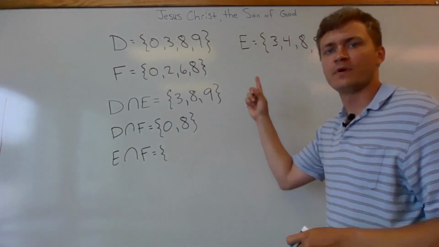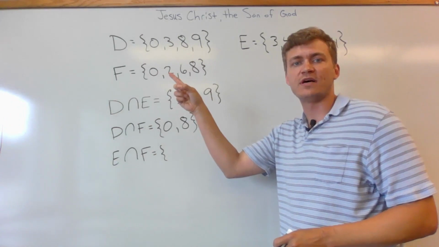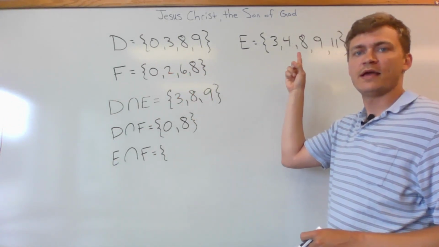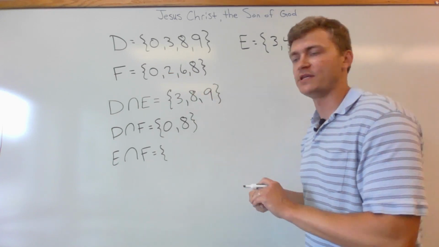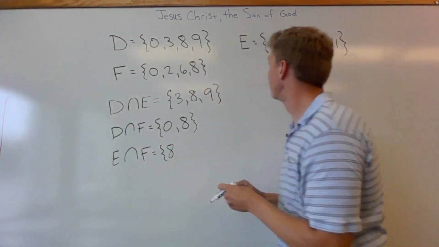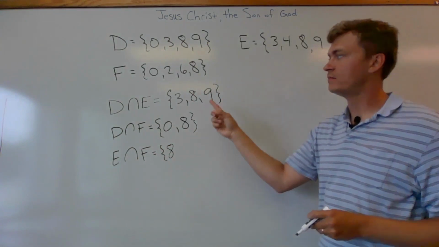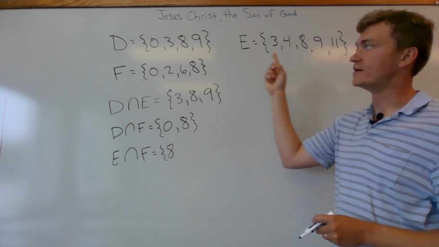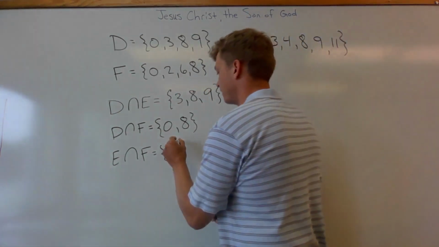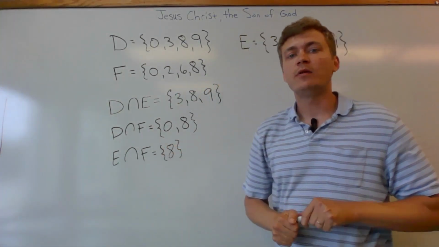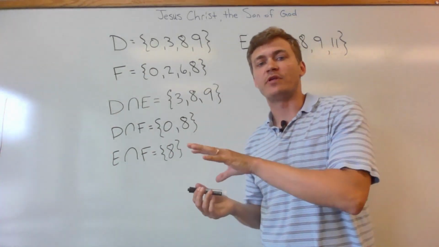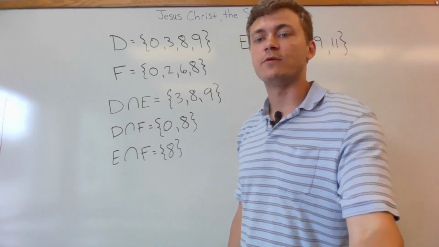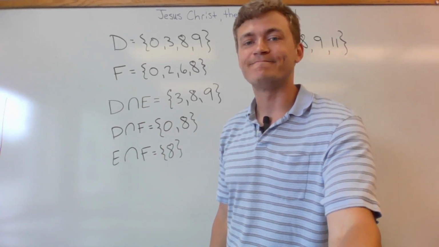E intersect F. E has a 3, F does not. E has a 4, F does not. E has an 8, so does F. E has a 9, F does not. E has 11, F does not. So there's only one element that is in both E and F. So E intersect F is simply the set with one element, and that element is 8.